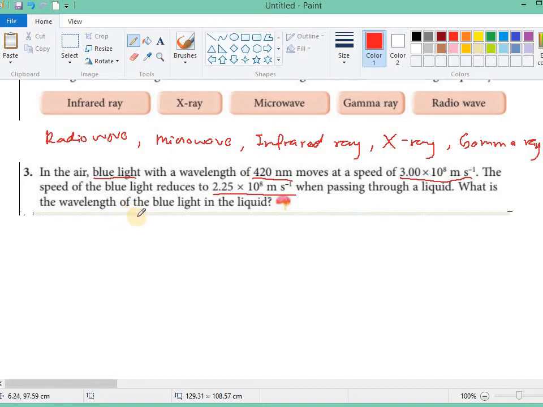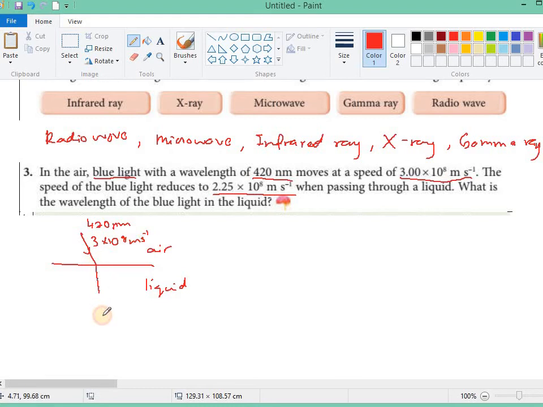Okay, so you see, this one is the air and this one is in liquid. So the blue light goes from air into liquid. The blue light here has a wavelength of 420 nanometer. The speed is 3 times 10 power 8 meter per second.